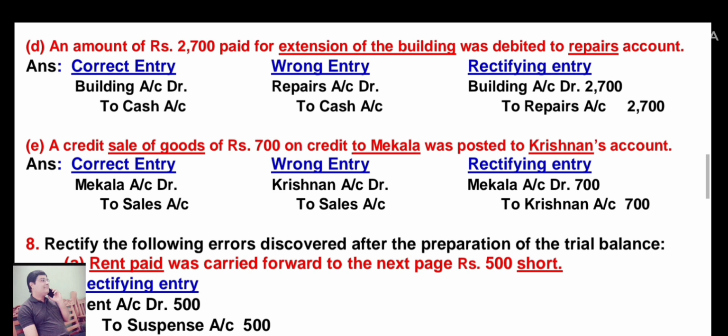Then see the wrong entry. Repairs is written on the debit side. We have to write on the opposite side. So, to repairs account 2700. Understand? If in the wrong entry it is written on the debit side, in the rectifying entry you write on the credit side. To repairs 2700. So your entry will be rectified. Next question.